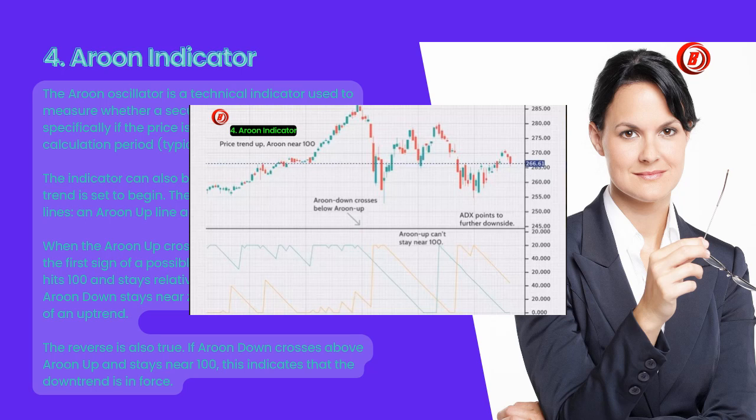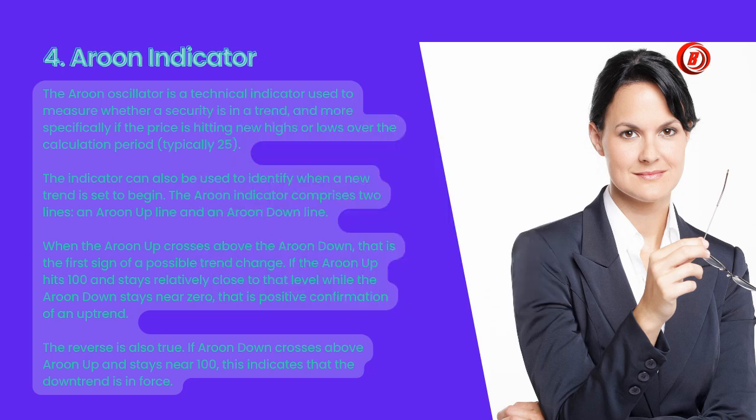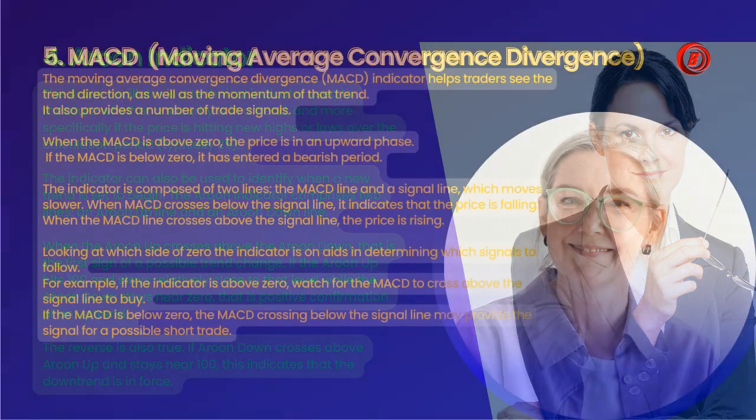If the Aroon up hits 100 and stays relatively close to that level while the Aroon down stays near 0, that is positive confirmation of an uptrend. The reverse is also true. If Aroon down crosses above Aroon up and stays near 100, this indicates that the downtrend is in force.